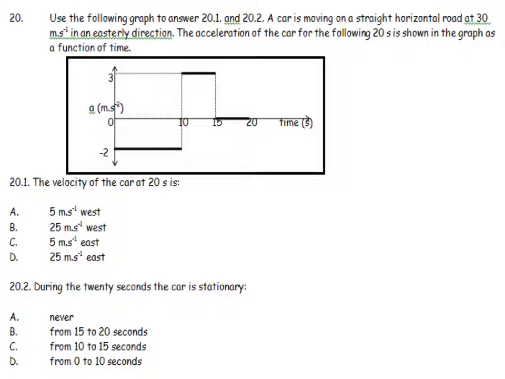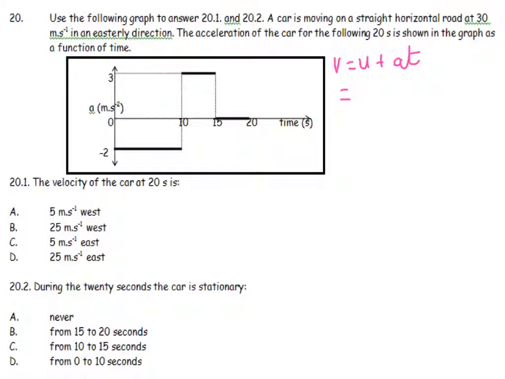If I look at this graph and I'm asked to work out the velocity of the car at 20 seconds, at 20 seconds the car is going at a totally unknown speed. I do know that it started moving at 30 meters per second in an easterly direction, and then I've got some negative acceleration at -2, I've got some positive acceleration. So I'm actually going to have to calculate out the answers over here.